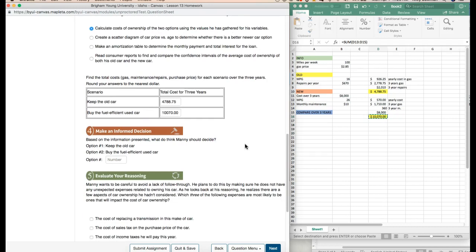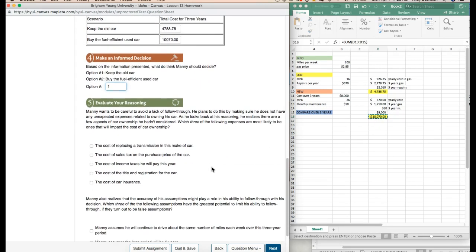Okay, the next one. Based on the information presented, what do you think Manny should decide? Okay, between the two, the old car and the new car over the next 3 years, Manny is going to save more money by just keeping the old car and working through the repairs. So we're going to suggest that he keep the old car. So we're going to do option number 1.